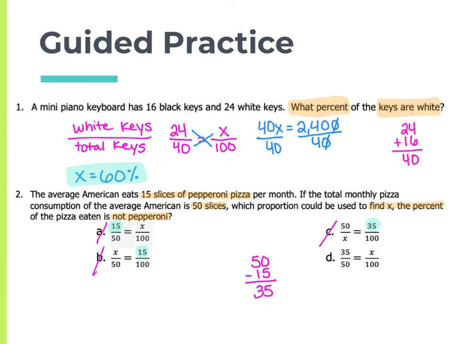Answer choice D, we see the 35 slices that are not pepperoni out of the 50 total slices. We're looking for the percent, that's x, and then 100 always stays the same. So answer choice D is the correct answer.